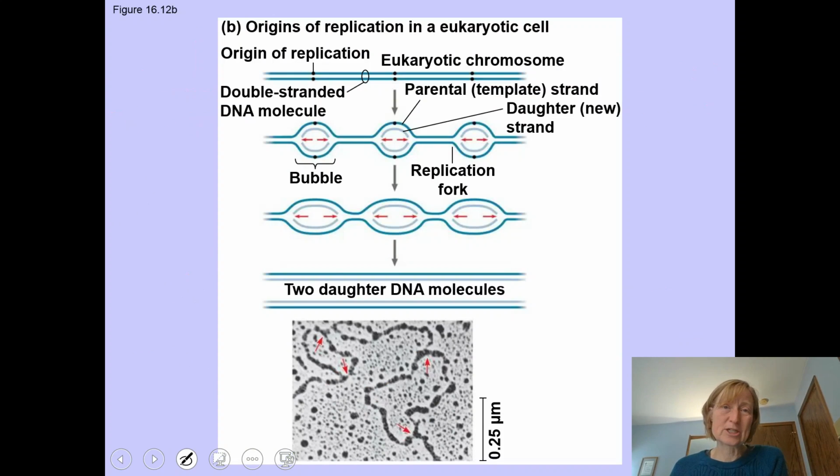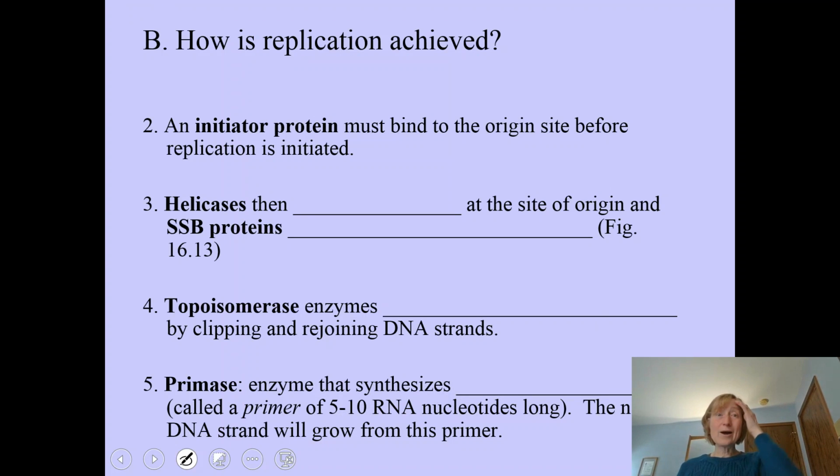Here's another picture of the origins of replication in eukaryotes, and it's pretty much what I drew as well. You can see that the language we'll use sometimes is a replication bubble and a replication fork. That's the juncture right where replication is happening. All right. So how is replication achieved?